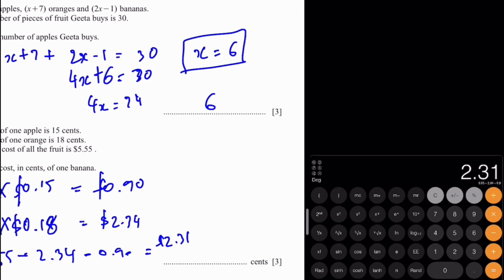2x minus 1 means 11 bananas. So 11 bananas means 2.31 divided by 11. That's the cost of one banana: $0.21, which is 21 cents. That's the answer.